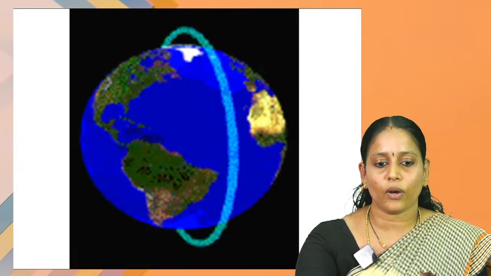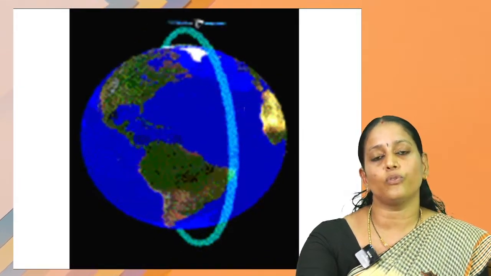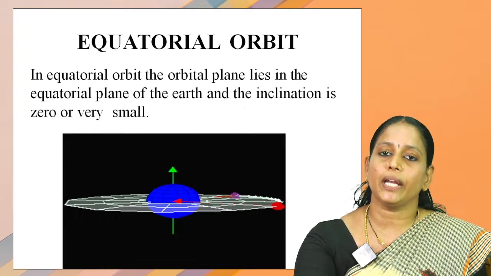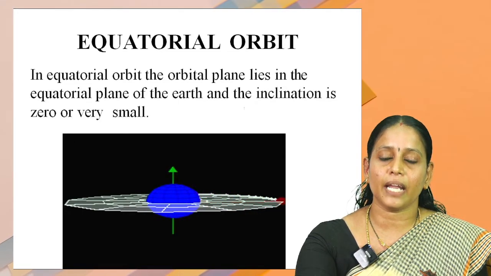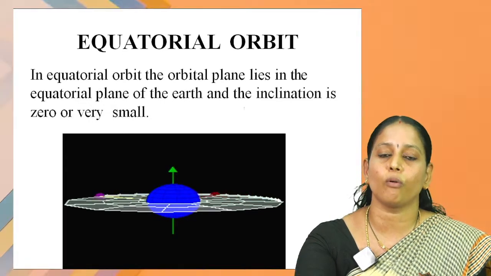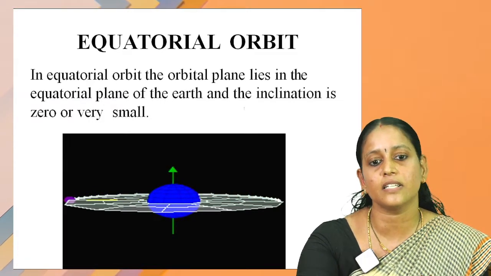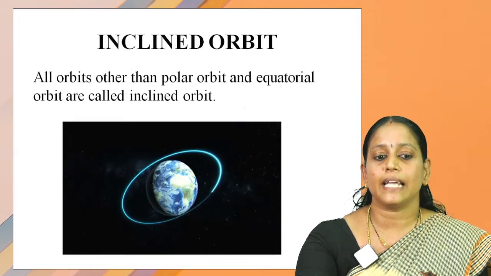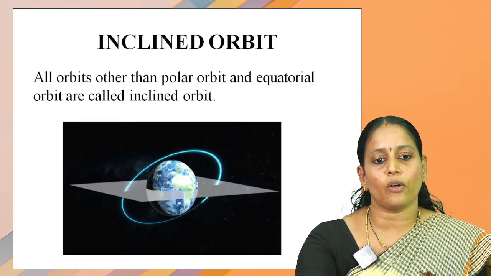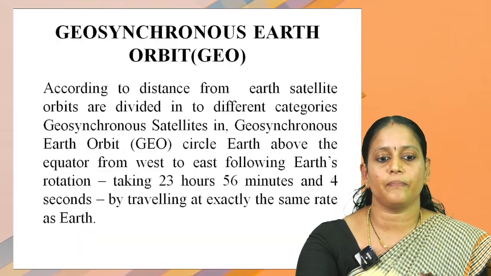This is the polar orbit. Here the satellite moves from pole to pole, and the inclination is 90 degrees. This is equatorial orbit. In equatorial orbit, the orbital plane lies in the equatorial plane of the earth and the inclination is almost small, or we can say it is 0. This is inclined orbit. All orbits other than equatorial orbit and polar orbit are called inclined orbits.